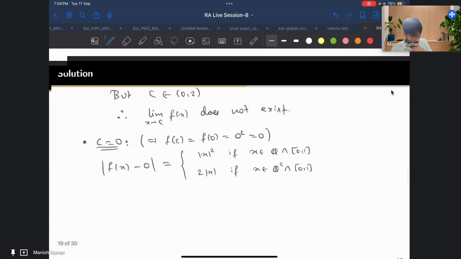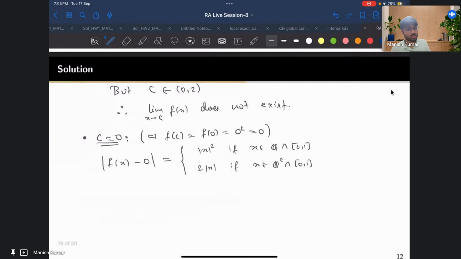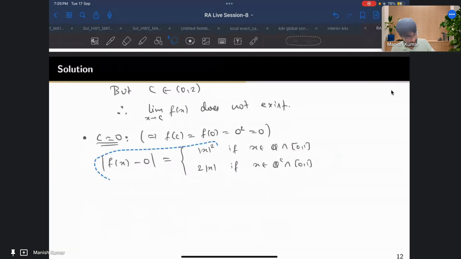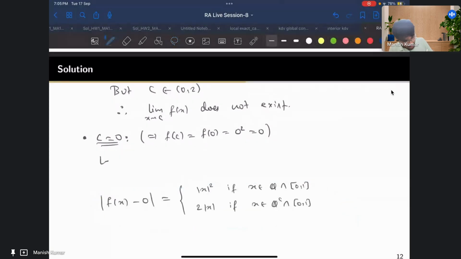Okay, so now what we have to do is show that this is going to be less than epsilon. Maybe I should have written here: let epsilon greater than 0 be any real number.